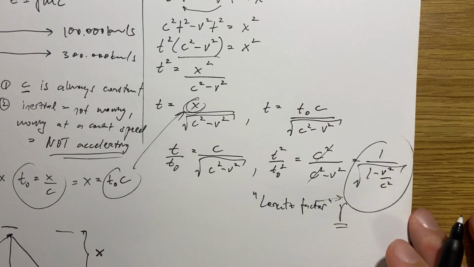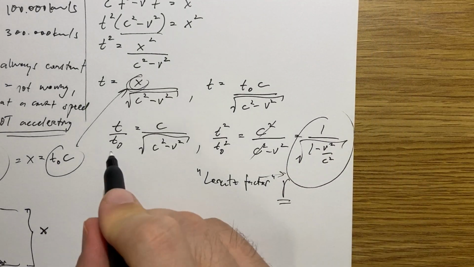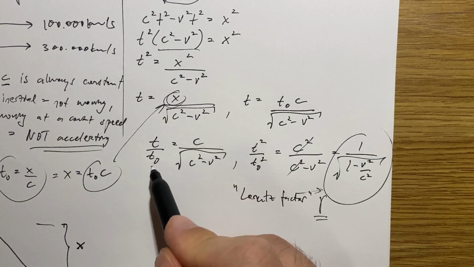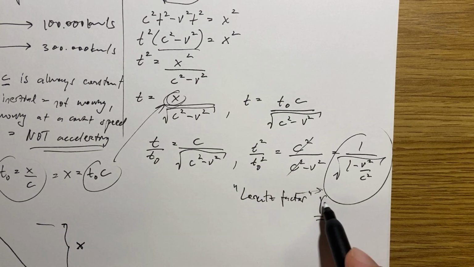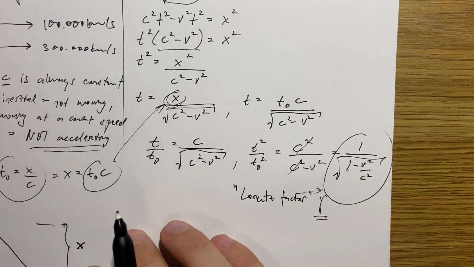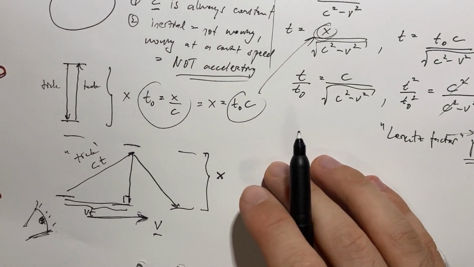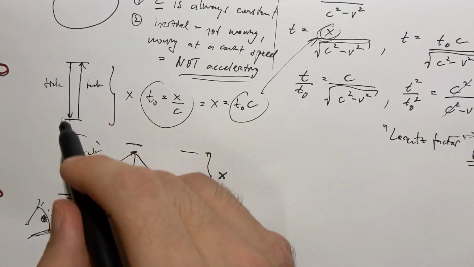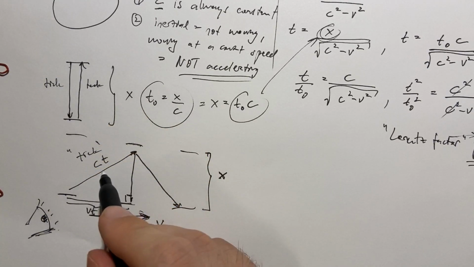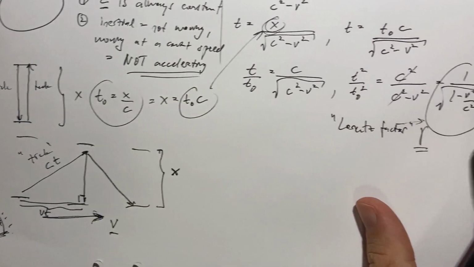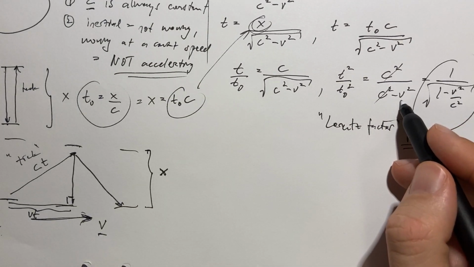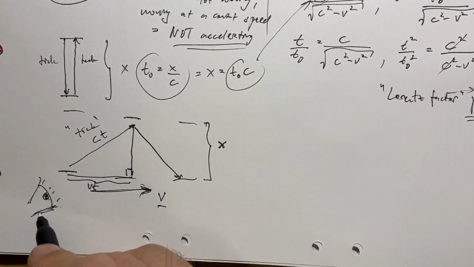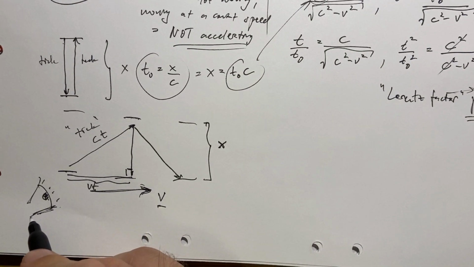That's the gamma factor. So what we found now is the relationship between t and t naught, called the Lorentz factor or the gamma factor, which explains how the relationship between the time of the clock that's standing still and the clock that's moving varies with respect to the velocity of the moving clock. And all of this with regard to the point of view of the observer standing at the side of the road.